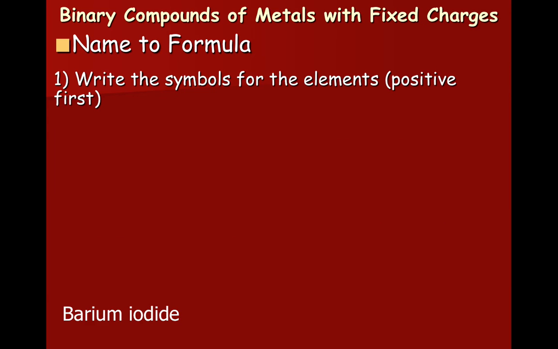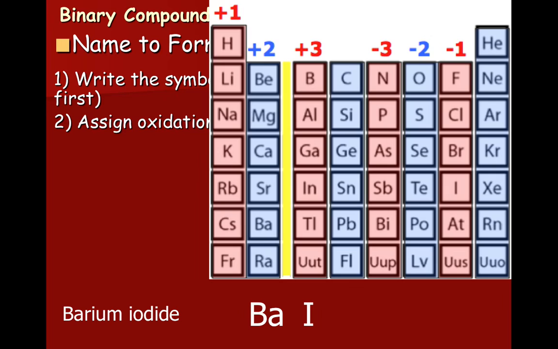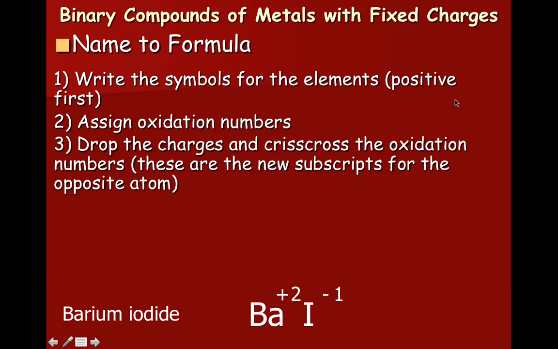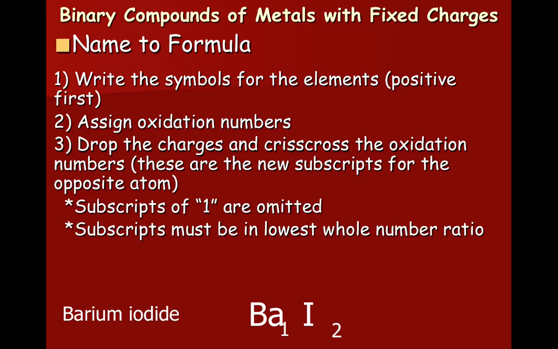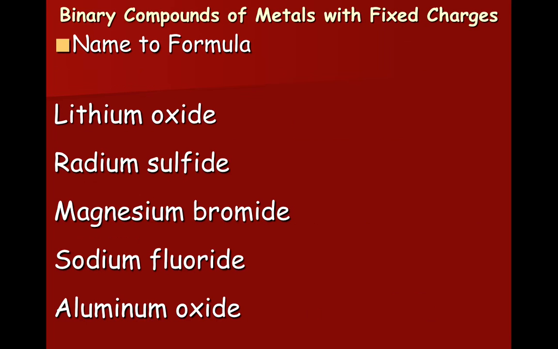Barium iodide, write the symbols. Barium is Ba, iodide is I. Assign your oxidation numbers. Barium right here, +2. Iodine's a halogen, -1. Drop the charges, crisscross. Get rid of that 1, so we have BaI2. So why don't you pause and try these 5 out, and then unpause when you're ready to check your answers.